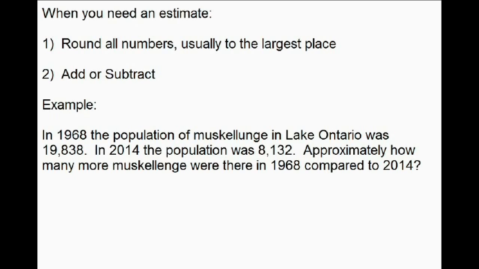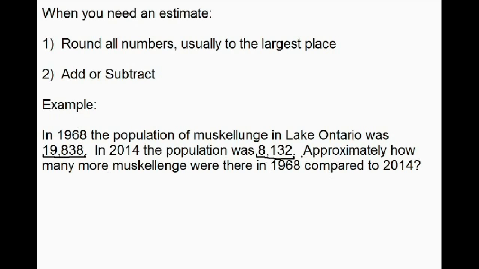So let's take a look at an example here where we have the population of muskellunge, which is a type of fish in Lake Ontario. These numbers are all made up, but suppose in 1968 the population was 19,838. And then in 2014, the population was 8,132. And the question is, approximately how many more muskellunge were there in 1968 compared to 2014?